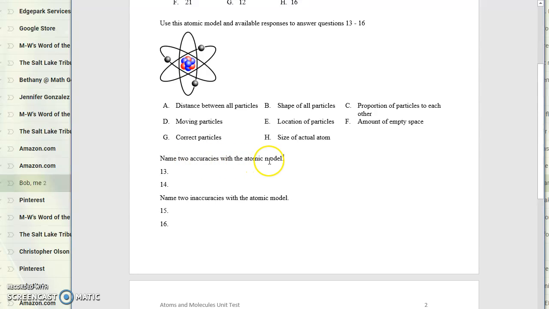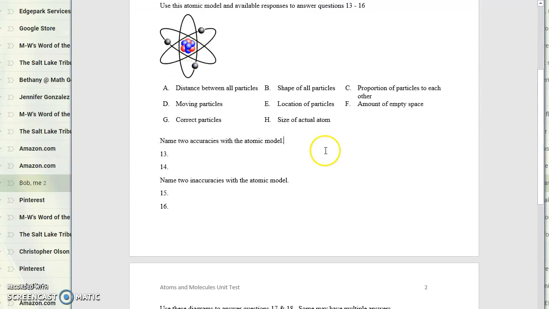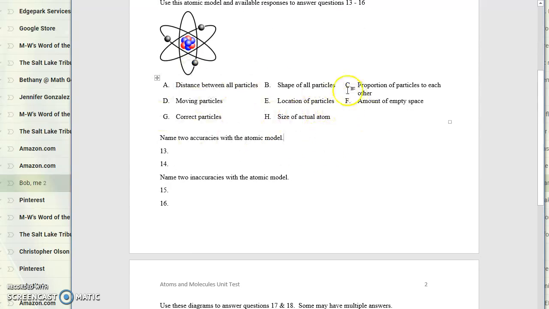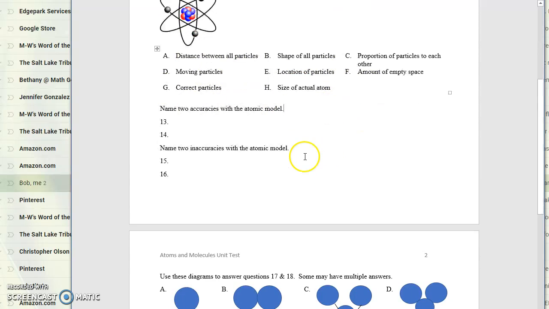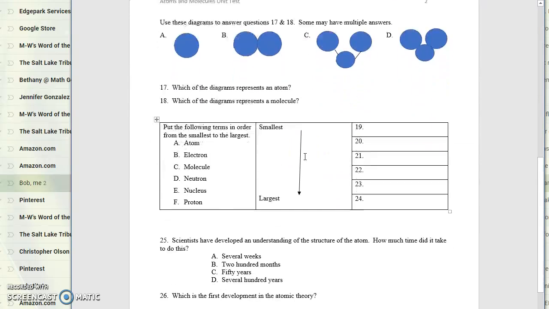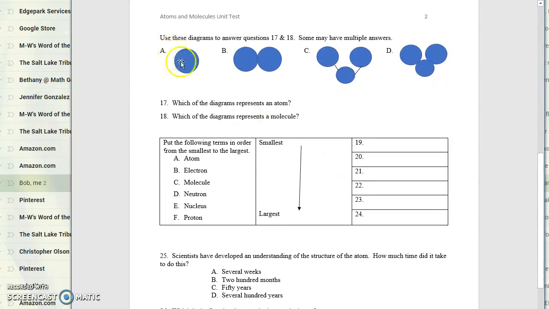Name 2 accuracies with the atomic model. That is going to be 13 and 14. So the answers to 13 and 14 relate to name 2 accuracies with the atomic model. And then for questions 15 and 16, name 2 inaccuracies with the atomic model. So you're going to choose from these options. A, or I apologize, not A.